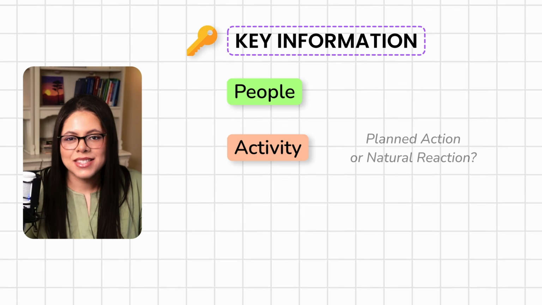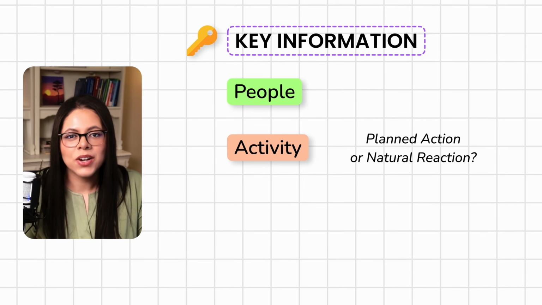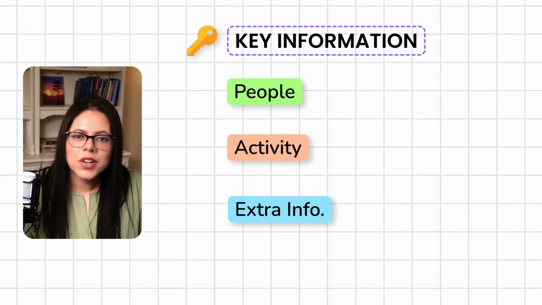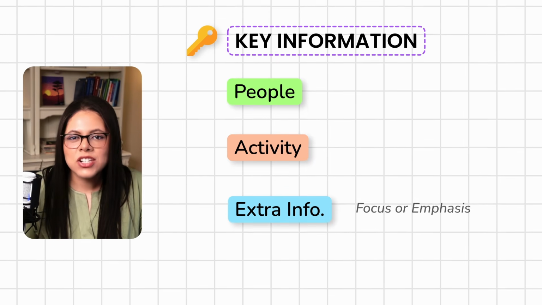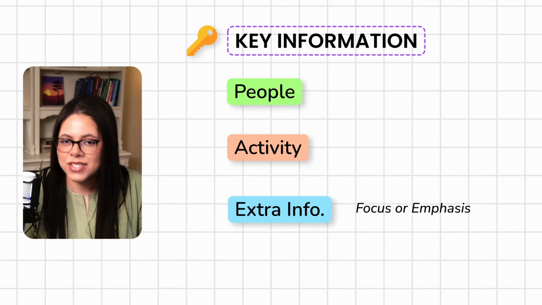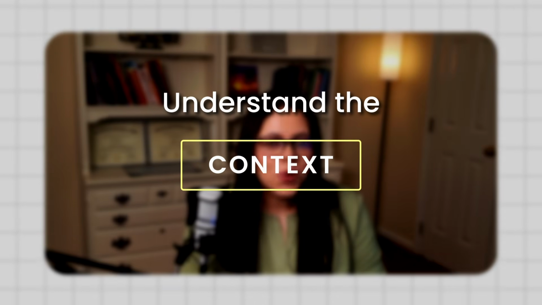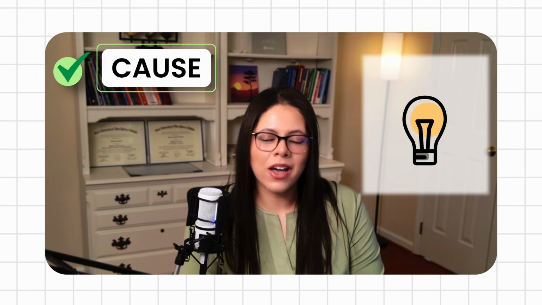For example, is this a planned action or a natural reaction to something? And any extra information that can change the focus or add emphasis. For example, if the task was difficult. In other words, we have to understand the context before we can decide which causative verb to use. And yes, sometimes cause is the best choice, but you have to know exactly when and why.